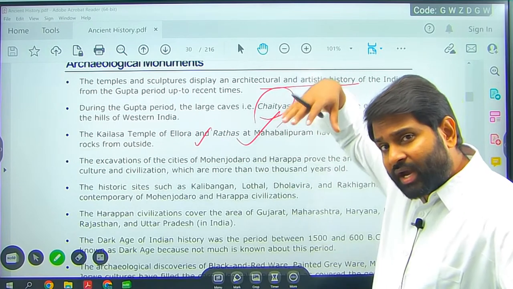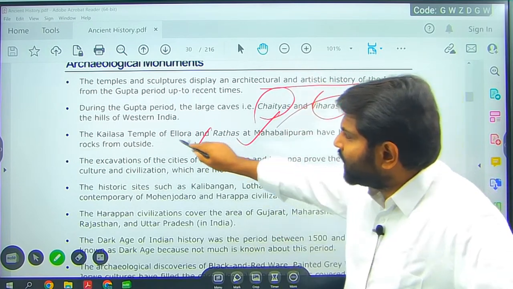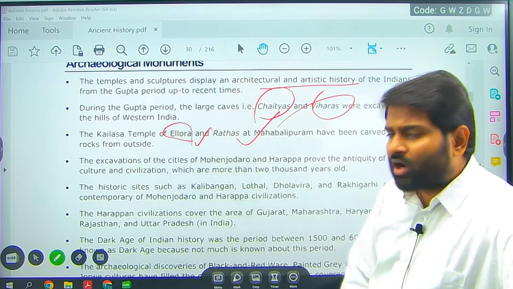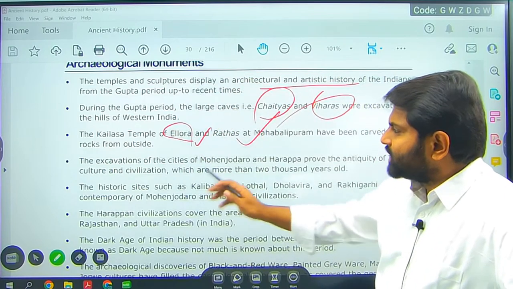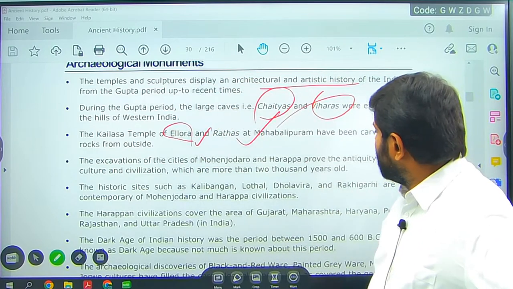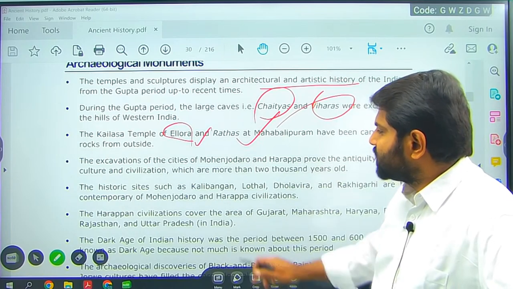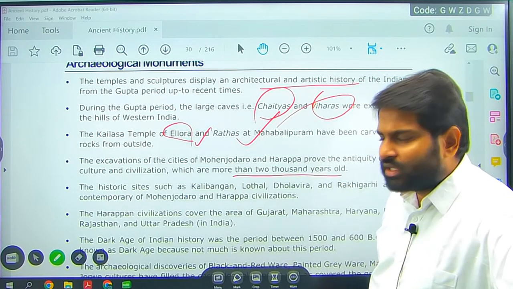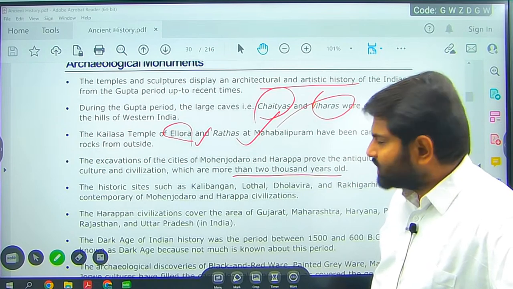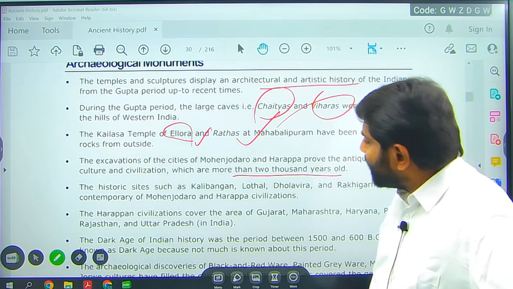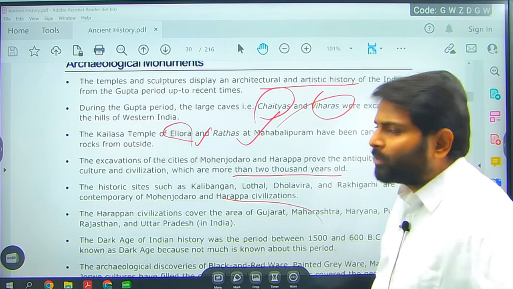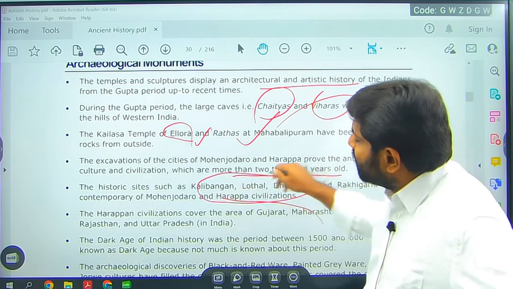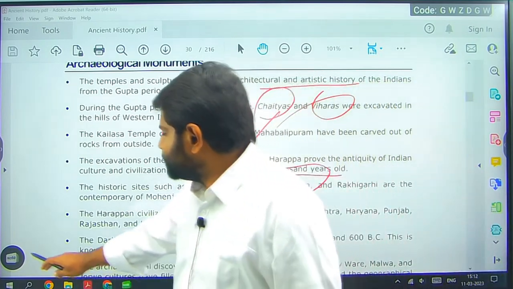From outside they have carved. You can see that Kailasa temple in Ellora, it is carved from outside. The excavations of the cities of Mohenjo-daro and Harappa prove the antiquity of Indian culture and civilization, which is more than 2000 years old. The historic sites like Kalibangan, Lothal, Dholavira, Rakhigarhi, contemporary to Mohenjo-daro and Harappan civilization, are the important places where we will read in Indus Valley civilization.